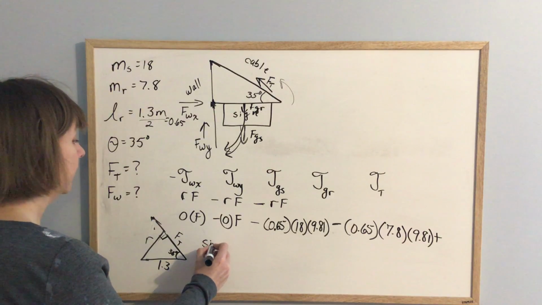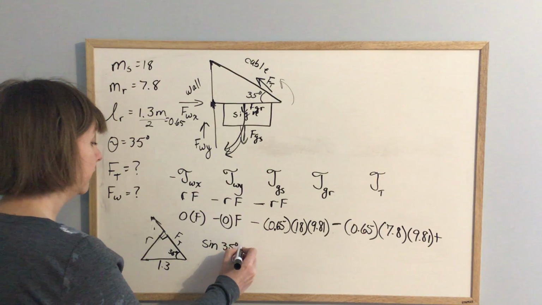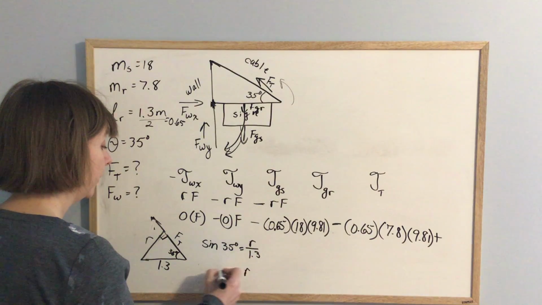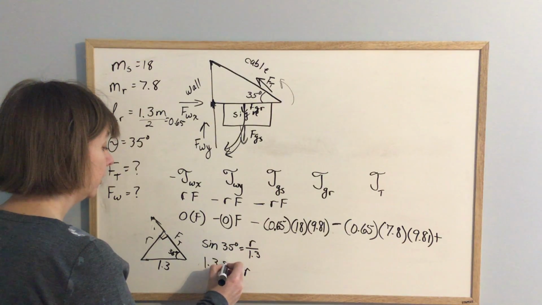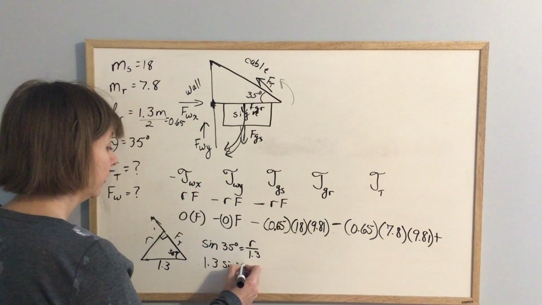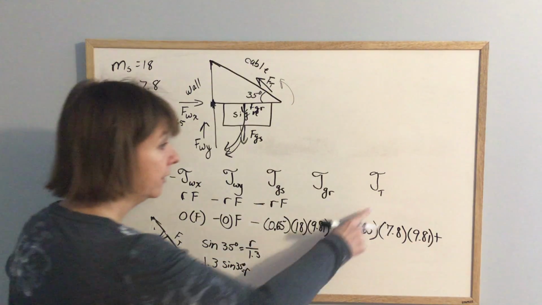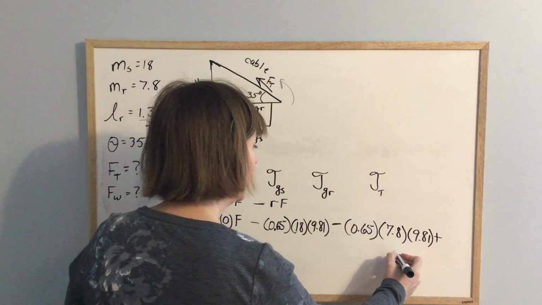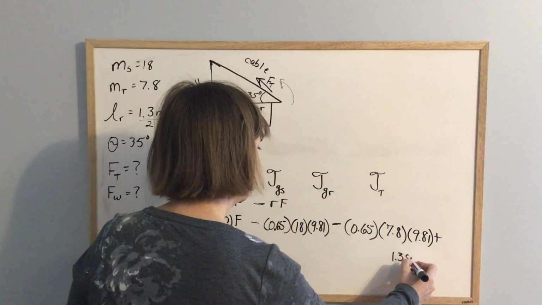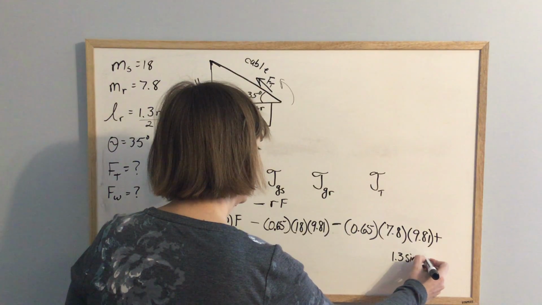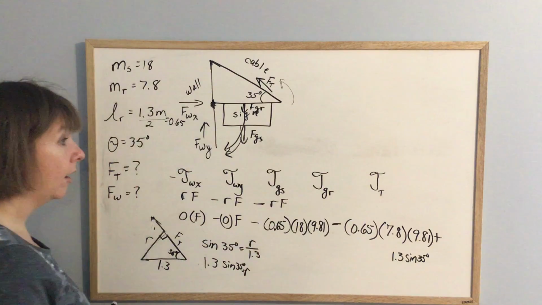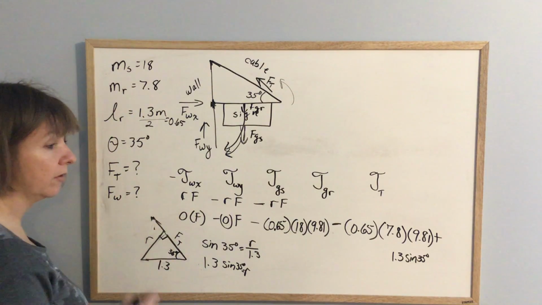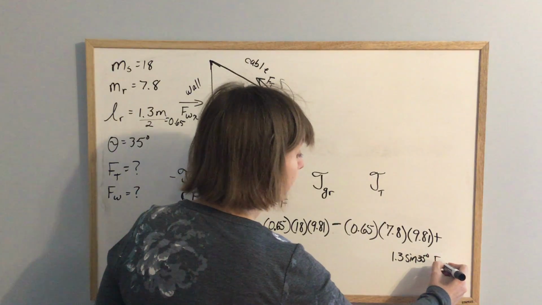So I would say sine of 35 degrees is R over 1.3. So my R is 1.3 times sine of 35 degrees. That's my R. So here when I'm doing torque, and I'm running out of space, so I'm going to write it down here: 1.3 sine of 35 degrees. That is my R. My force, I don't know. My force is whatever this force of tension is, and I don't know that.